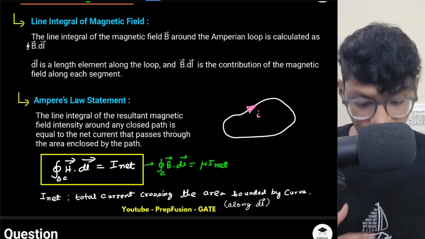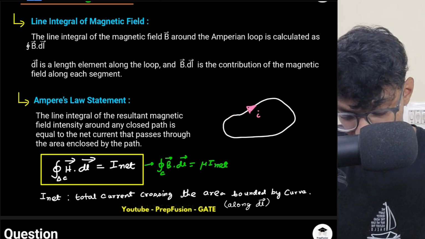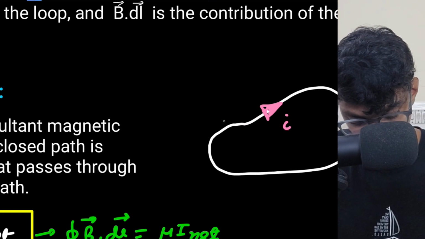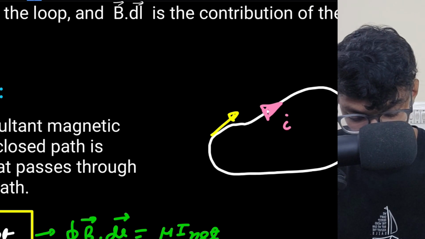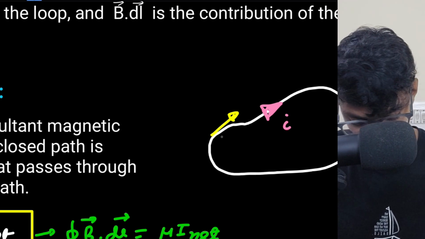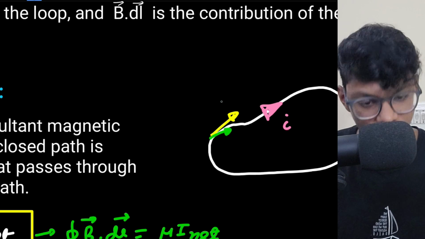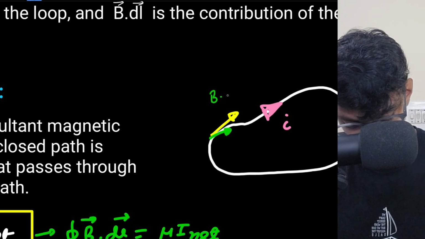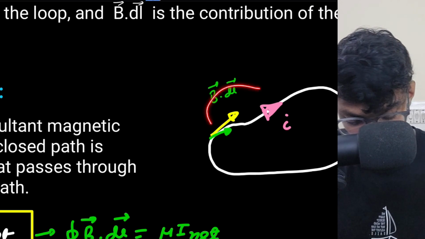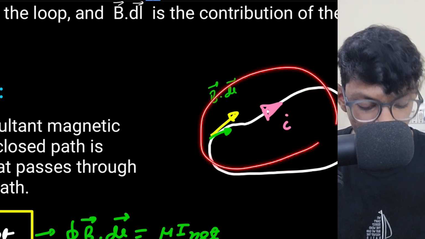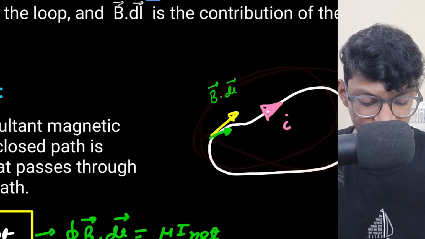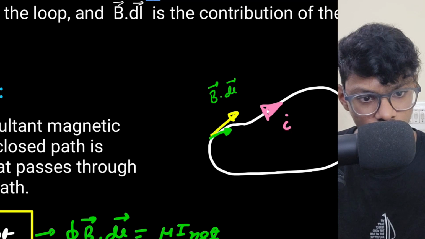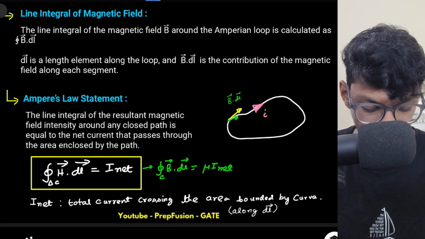So the closed line integration of B dot dl. Let's say in this particular region the magnetic field is in this direction, and my dl vector is in this direction. I'll just do a simple B dot dl, and if I keep on adding these small B dot dl, the resultant throughout the closed loop will be the net current that crosses through this whole loop. That will be simply the magnetic field around this loop.